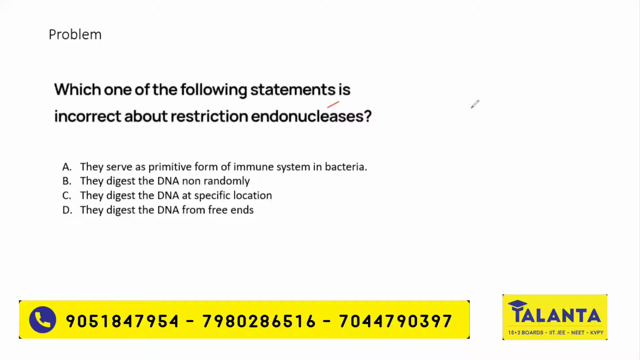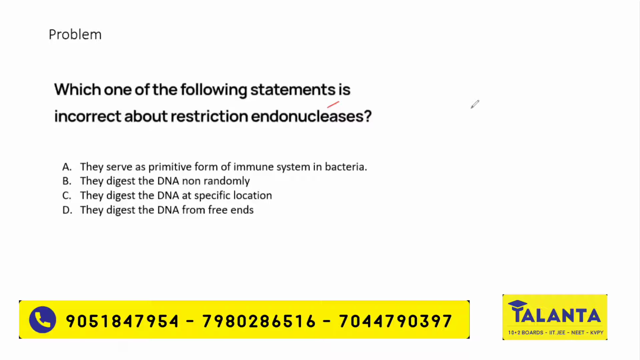So the question is, which one of the following statements is incorrect about restriction endonucleases? Option A, they serve as primitive form of immune system in bacteria. Option B, they digest the DNA non-randomly. Option C, they digest the DNA at specific location. And option D, they digest the DNA from free ends.